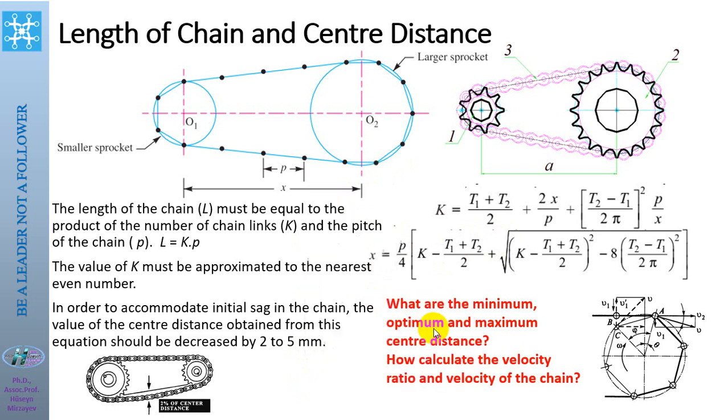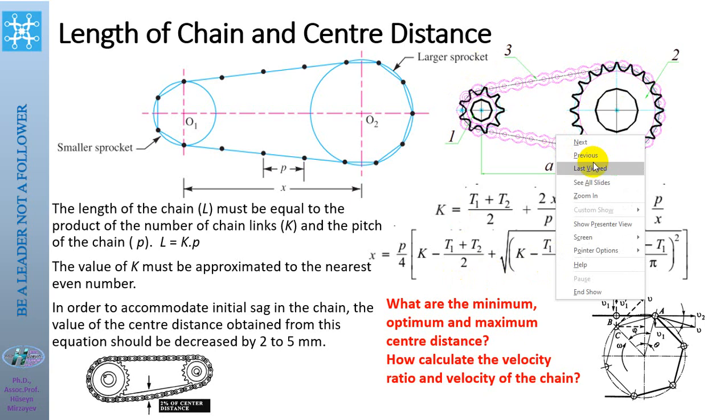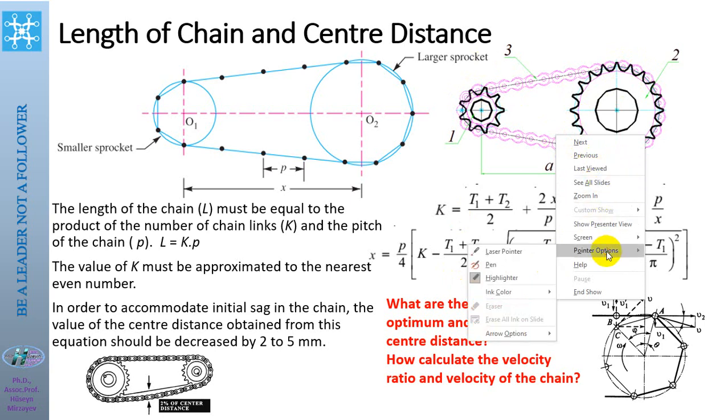Sprocket teeth and another sprocket teeth, divided: Z2 divided by Z1.